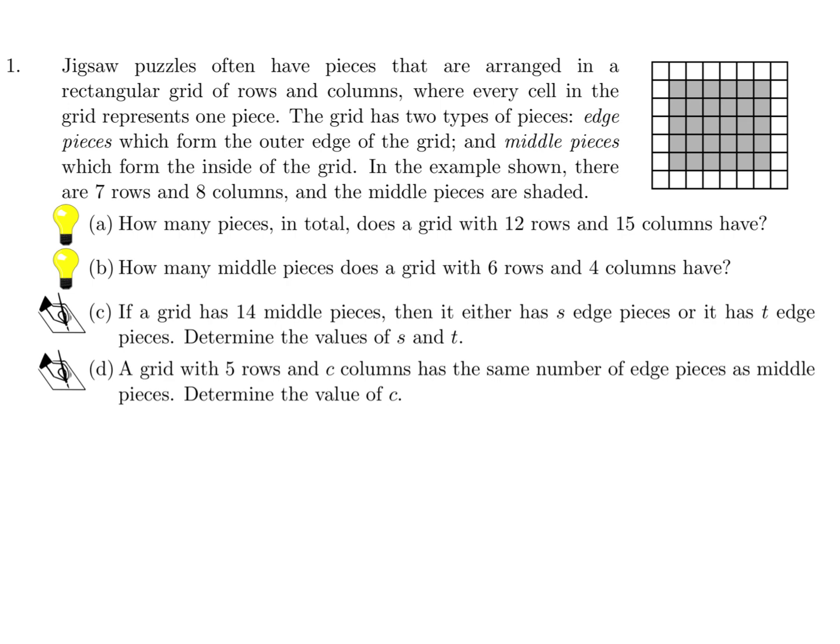Okay, so 12 by 15, that's pretty straightforward. It'll just be 12 times 15, which is 180. That's how many total pieces. How many middle pieces does a grid have with 6 rows and 4 columns?